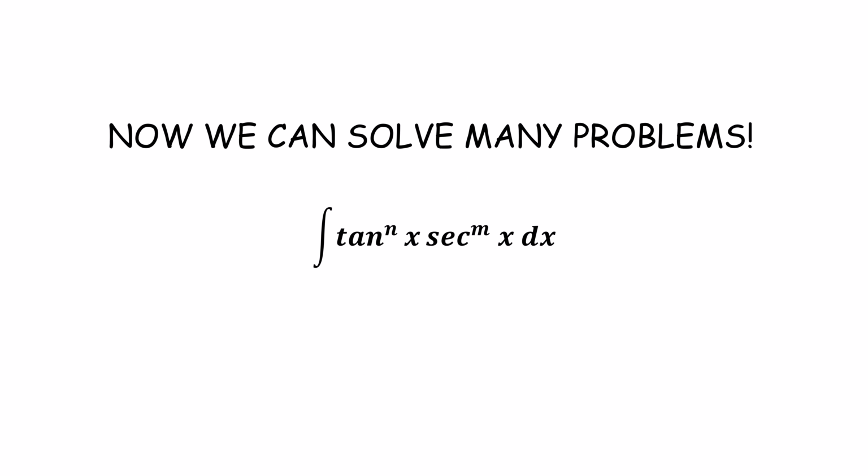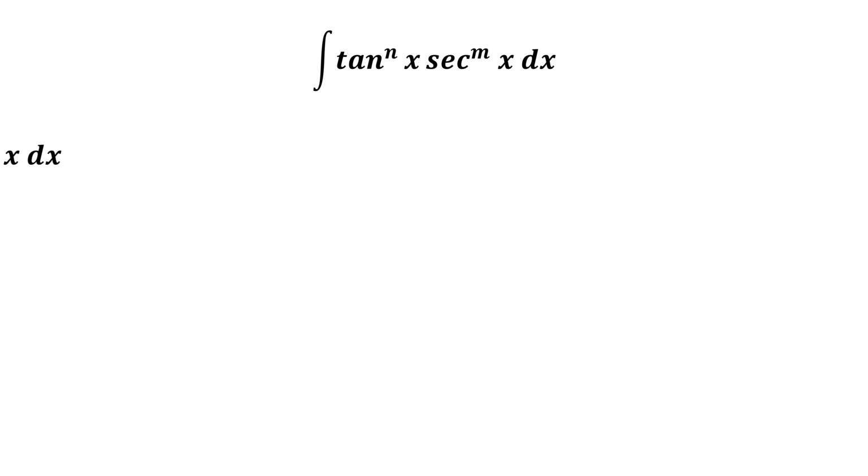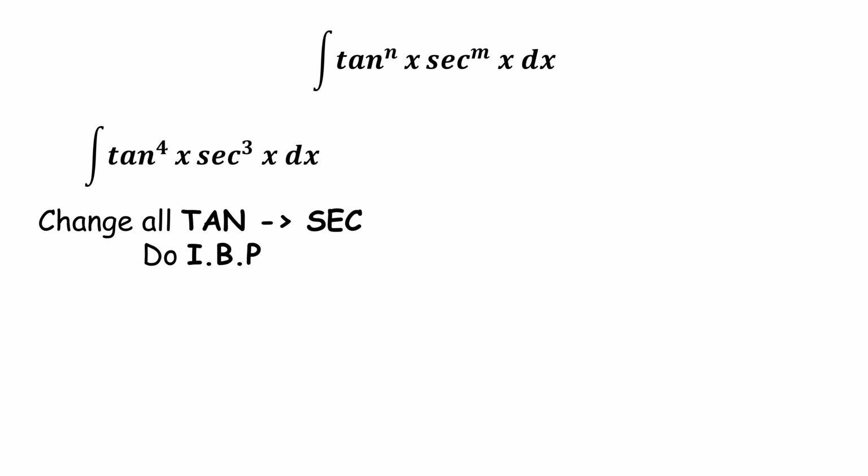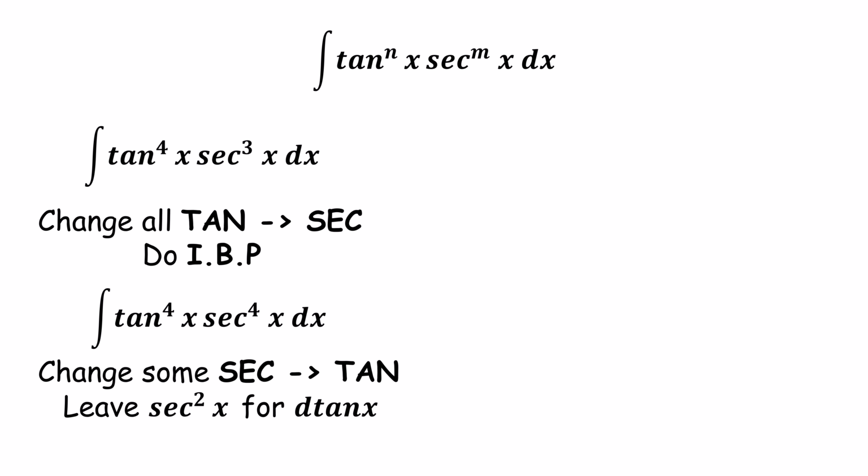So next time, if we see this kind of problem, we can apply the formula and solve them easily. And we can also solve many trigonometric integral problems. When n is even and m is odd, just like today's example, we can use integration by parts by changing all tangent into secant. And if both n and m are even numbers, we can use substitution that changes some secant into tangent by the formula that tangent squared equals secant squared minus 1, and leave a secant squared for the differential of tangent.